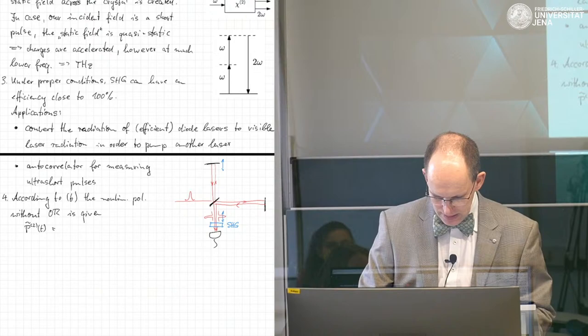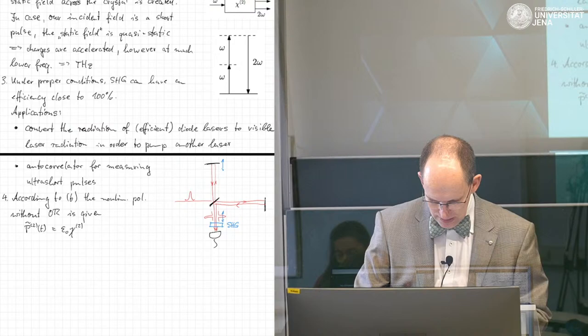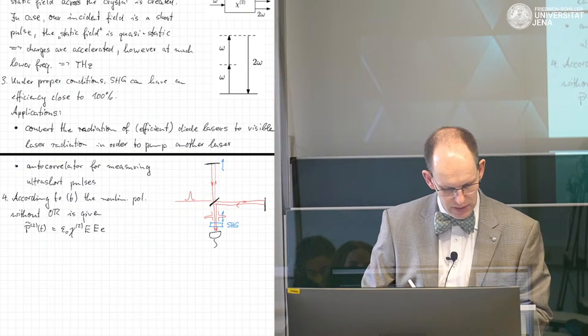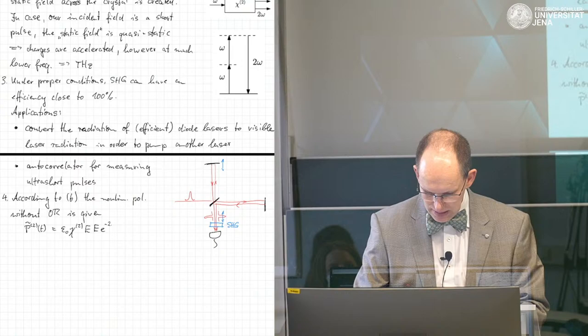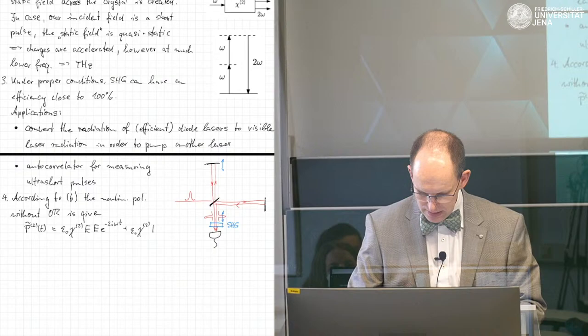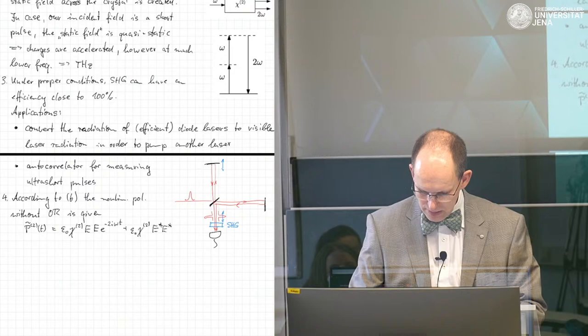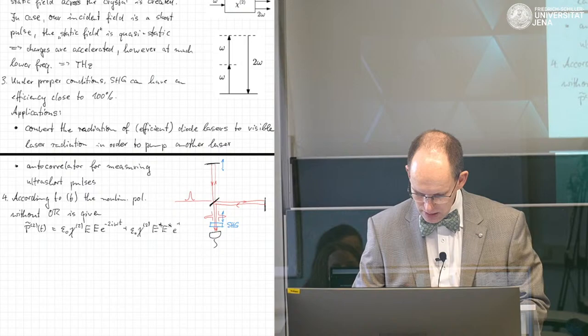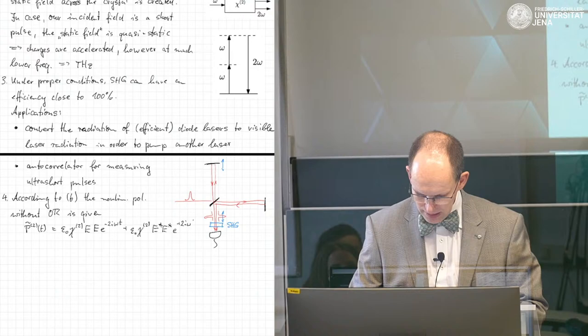We have now epsilon 0 times chi 2 times E times E, so the amplitude of the field, times e to the minus 2i omega t, plus the complex conjugate, and this time I write it explicitly. So we have E star, the complex conjugate of the amplitude, times E star, and then the exponential e to the plus 2i omega t. Yeah? So that's equation 7.